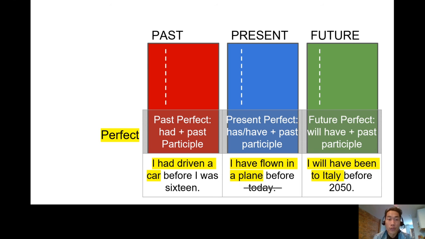In my example for the future perfect, I will have been to Italy before 2050. So that means sometime in between now and 2050, I will go to Italy and visit it.